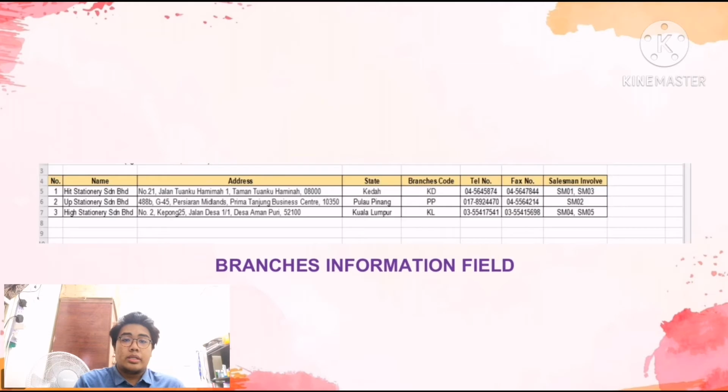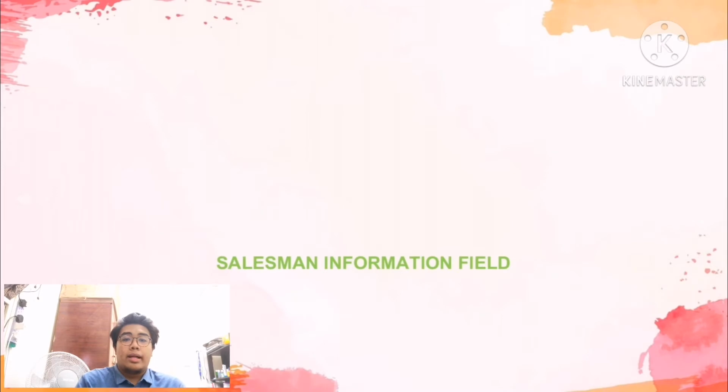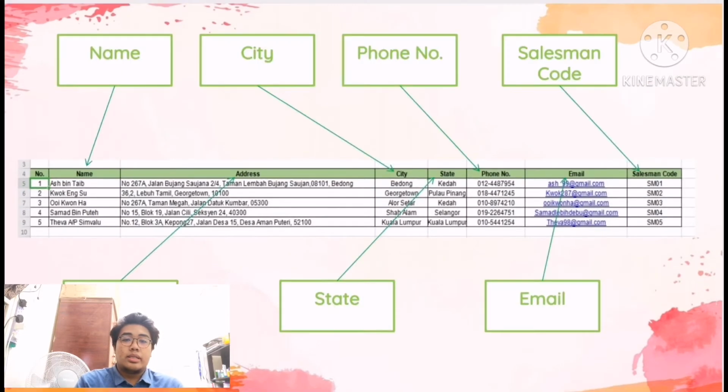Data model of branches information. For branches information, we have name, address, state, branch code, telephone number, fax number, and salesman code involved in each branch. We have branches in 3 states, located in Kedah, Pulau Pinang, and Kuala Lumpur. Data model of salesman information. The fields we include are name, address, city, state, phone number, email, and salesman code. We give a code to each salesman, starting from SM01 until SM05.